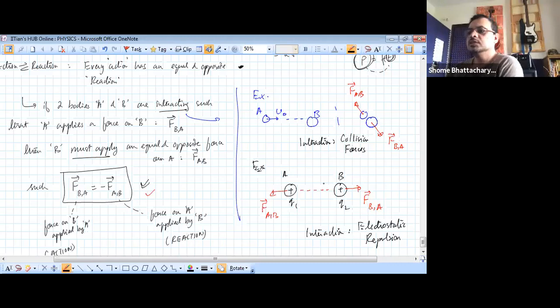Okay, so whatever the nature of interaction, whether it is mechanical forces of collision or it is electrostatic forces, or we'll see later gravitational forces, okay, they always follow the principle of action-reaction.